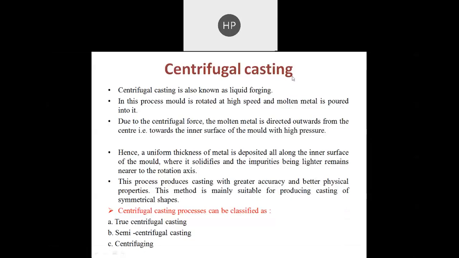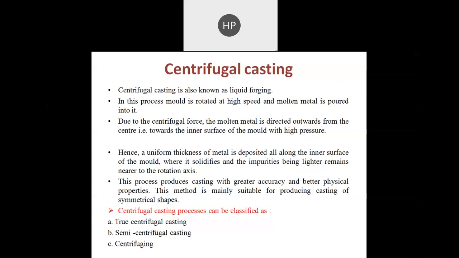So in this subject of manufacturing technology, we are discussing the metal casting process. And in that metal casting process, so far we have discussed various types of pattern. We have discussed the various types of pattern material.